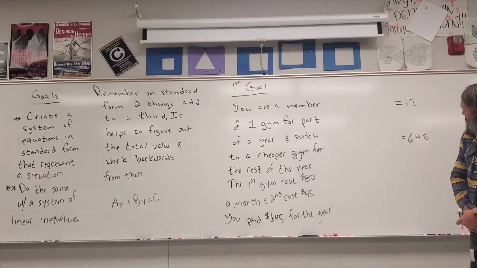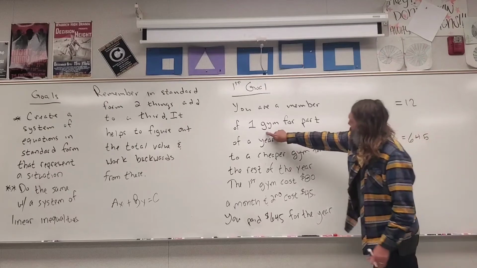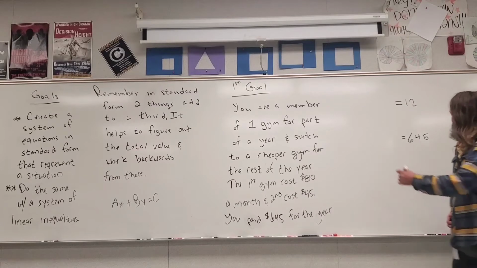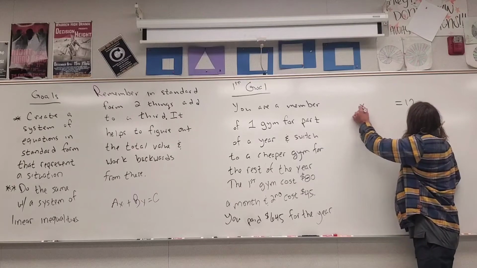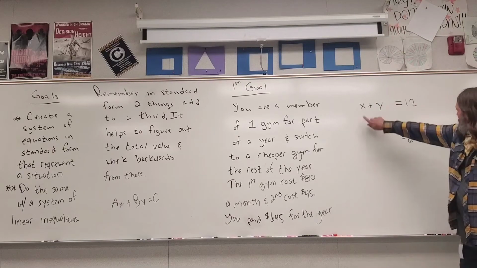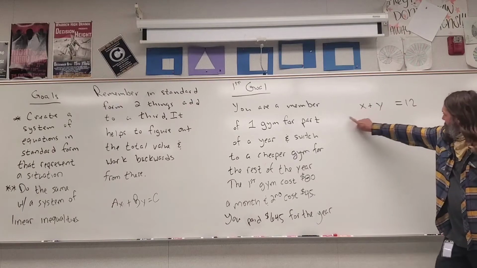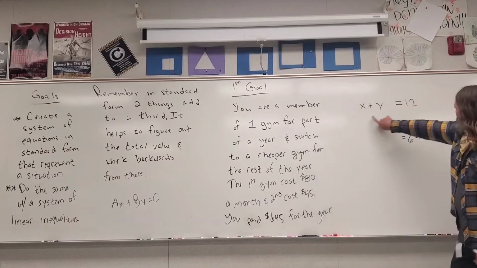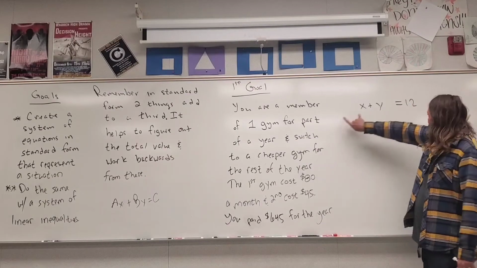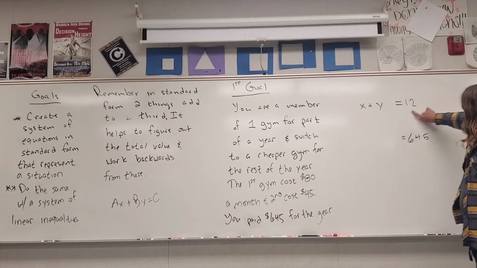And so I know that I spent part of the year at one gym and I switched to a cheaper gym for the rest of the year. So I would create a little equation like this. x plus y is equal to 12. Where x is how long I spent at the first gym, and y is how long I spent at the second gym. And these two time amounts add up to a year.